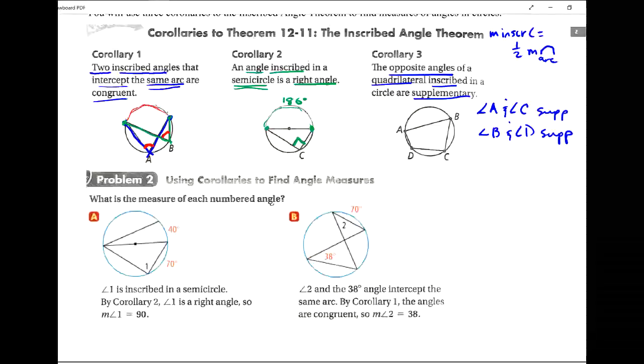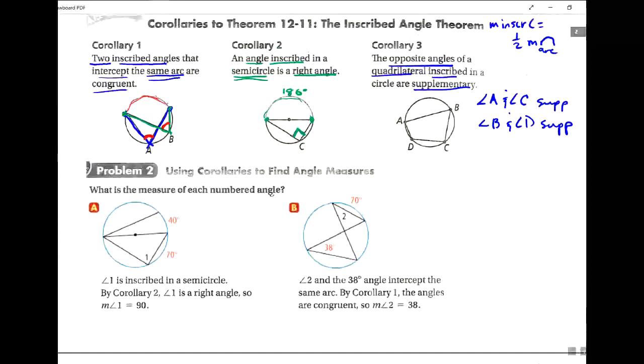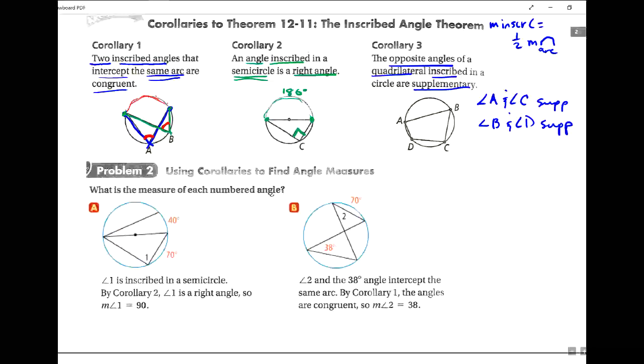All right, I bet we are going to use those corollaries to do these problems. We want the measure of each numbered angle, so we want to find the measure of angle 1. Well, here is my inscribed angle. Hey, I see that it is connected to a diameter, so I immediately know that it is a right angle and measures 90 degrees.